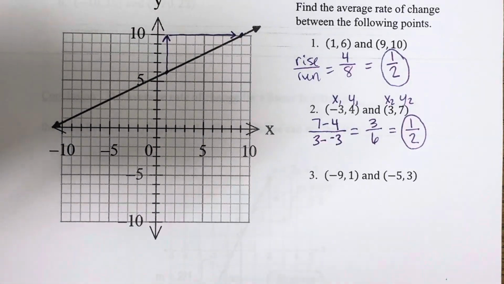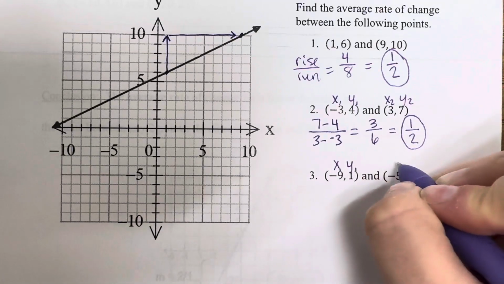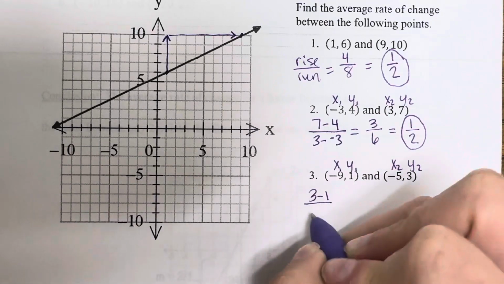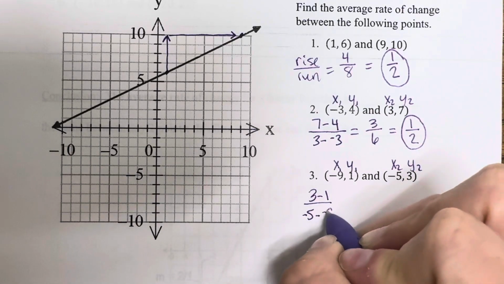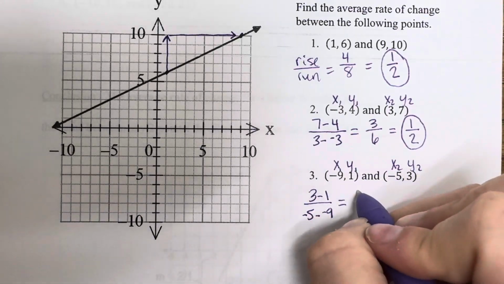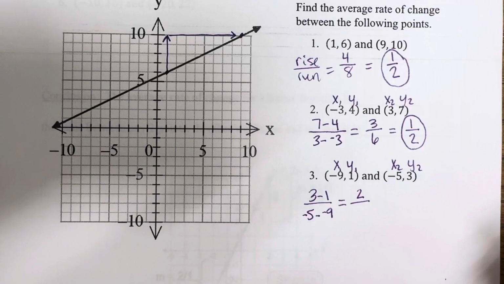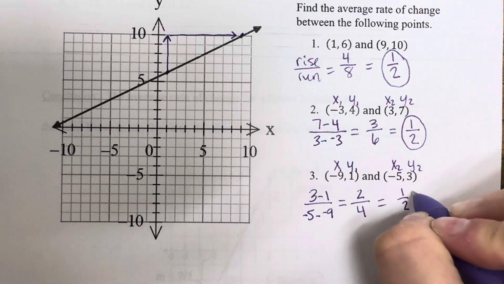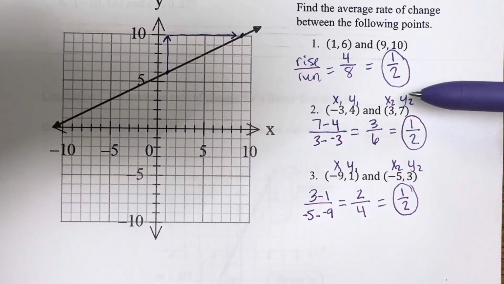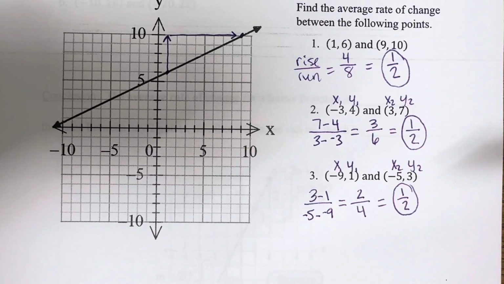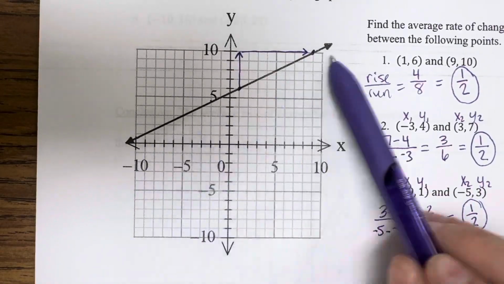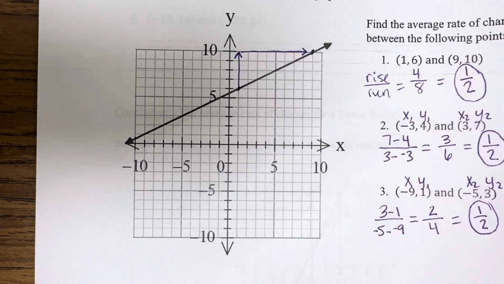Okay, and then (-9, 1) and (-5, 3). So x1, y1, x2, y2. So 3 minus 1 over -5 minus -9. 3 minus 1 is 2. -5 minus -9, which is -5 plus 9, which would be +4. And 2/4 is also 1/2. So if you notice, every interval that we looked at all had the same average rate of change, or same slope, because this is a line that's moving at a constant rate.